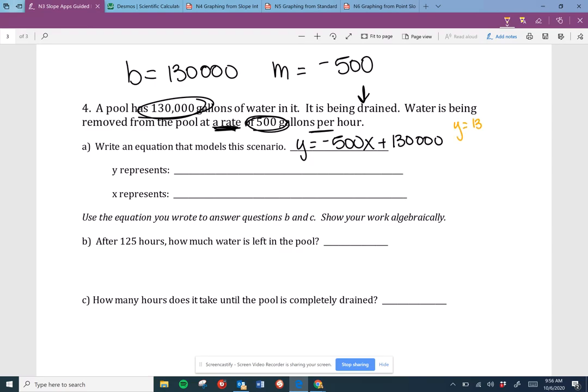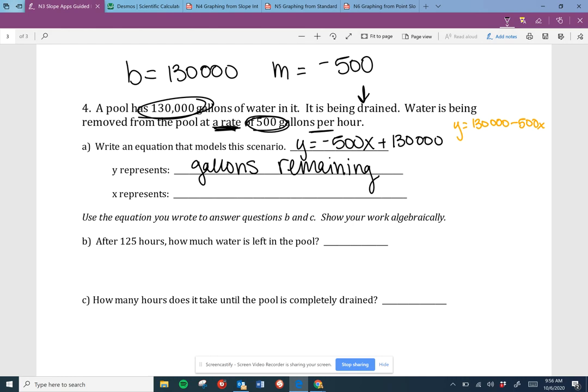Okay. Here, the y is representing after the gallons are removed, what's left over. So this is going to be the gallons remaining, right? And the x is going to represent the number of hours that have passed since we started taking the water out. So after 125 hours, how much water is left in the pool? So 125 hours is an x value.